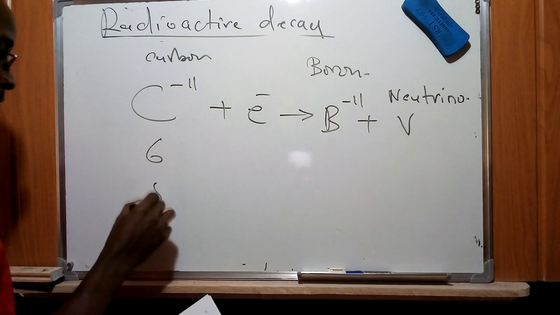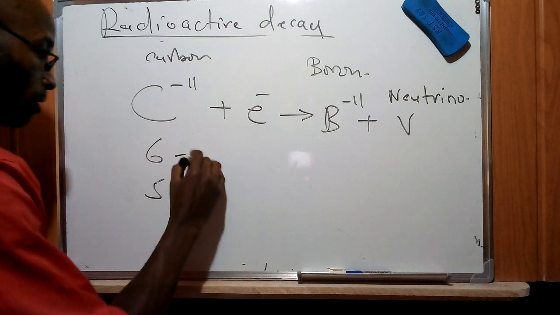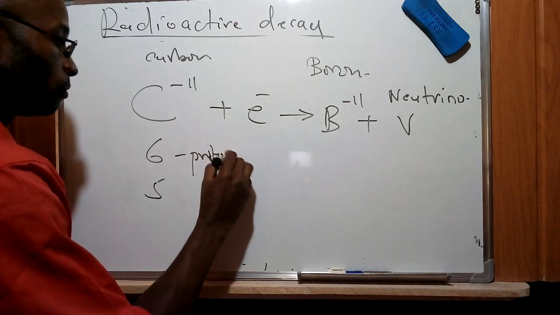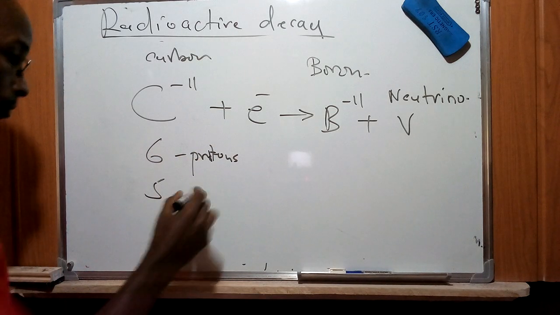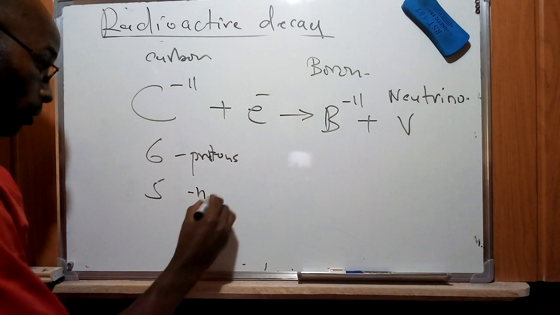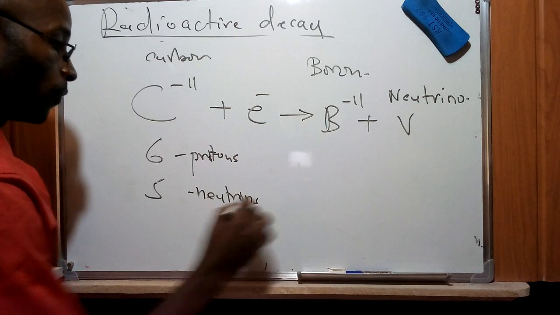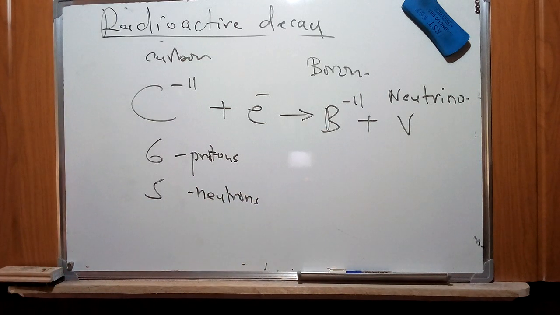there will be 6 protons and then there's 6 neutrons, and these two basically will form what we call nucleons. They are found in the nucleus, so they form what we call nucleons.